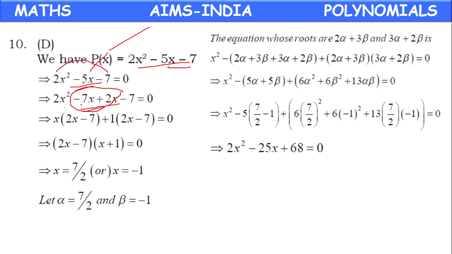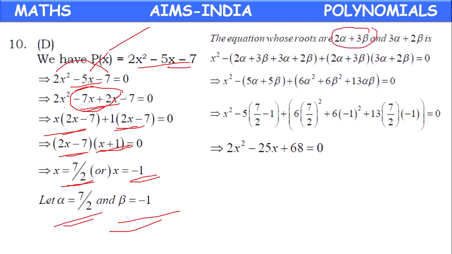In first two, we can take x common. In next two, we can take 1 common. Again, 2x minus 7, 2x minus 1 common. X plus 1 will come. X value 7 by 2, x value minus 1. Alpha value 7 by 2, beta value minus 1. But they are asking the equation with roots 2 alpha plus 3 beta, 3 alpha plus 2 beta.